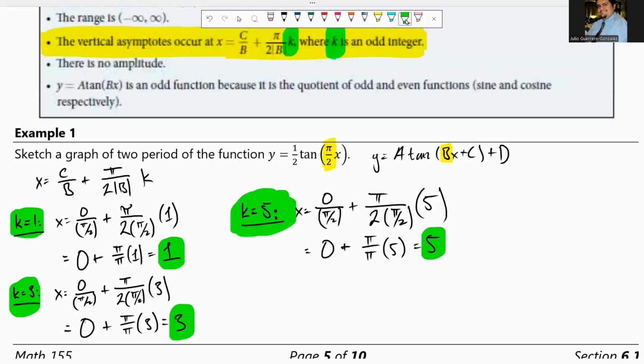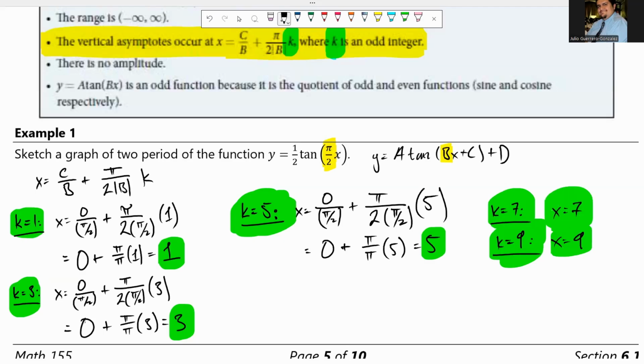I'm pretty sure your guess was right. So now let's keep on going. Let's do k equal 7. Hopefully you know what that one's going to be, so x is going to be equal to 7. K equal 9, x equal 9. These are going to be the asymptotes that come out if you compute those values.